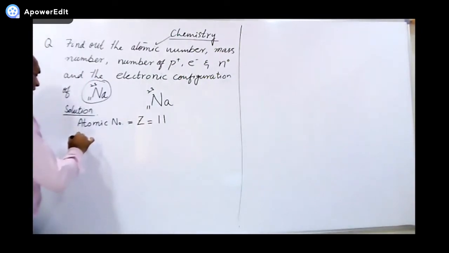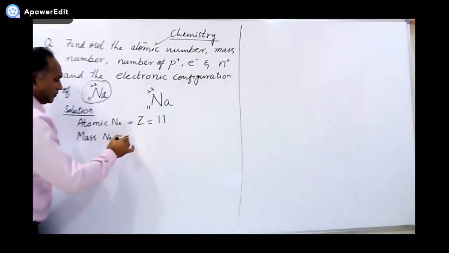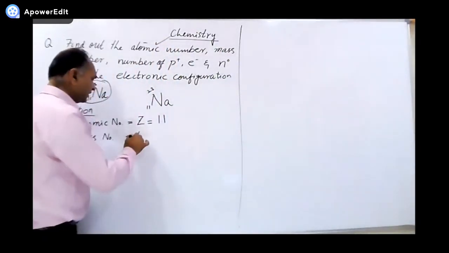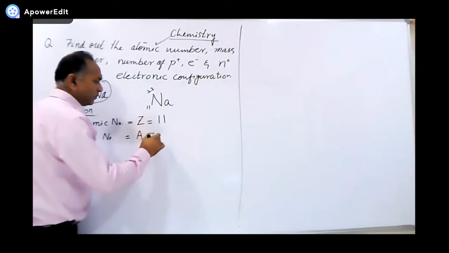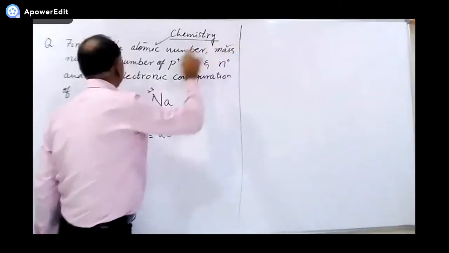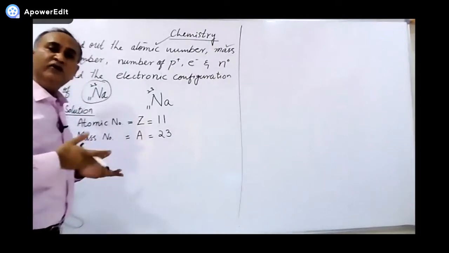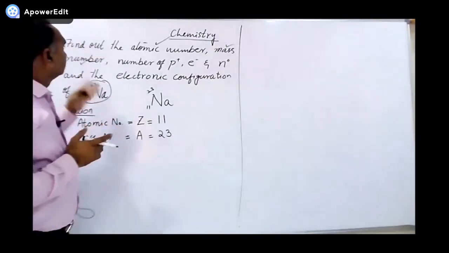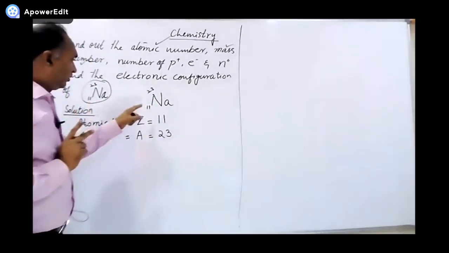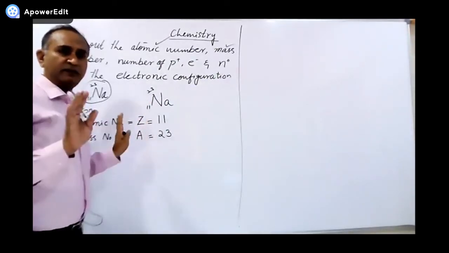And the mass number. Mass number is represented by capital A. We have found the second one also. Right? Such type of question will be there in your test. You will be asked questions like this. This could be different. Okay? So with the help of this, we have found out the atomic number and the mass number.